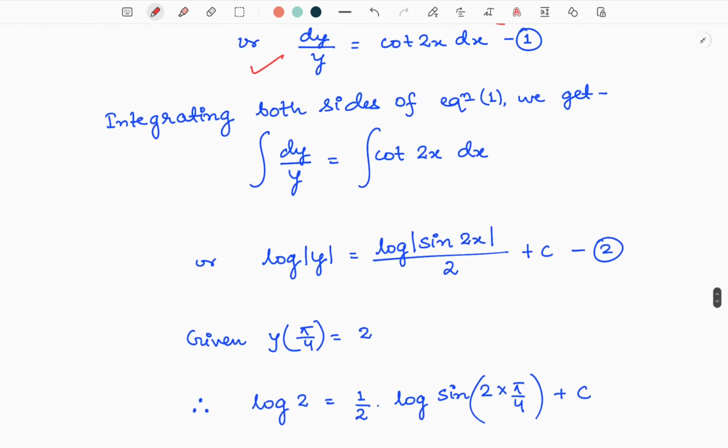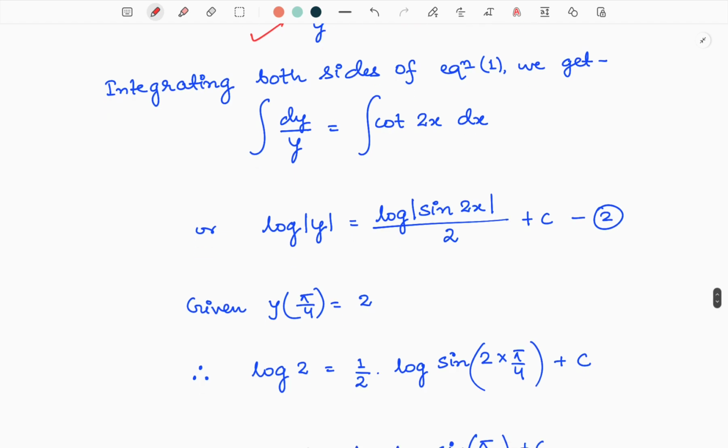What is the integral of 1 by y? That is log of mod y. What is the integral of cot 2x? It is log of sin 2x divided by 2. We have to differentiate 2x, and then its differentiation should be divided with the integration. So overall we will get log of mod y is equal to half log of sin 2x plus c.